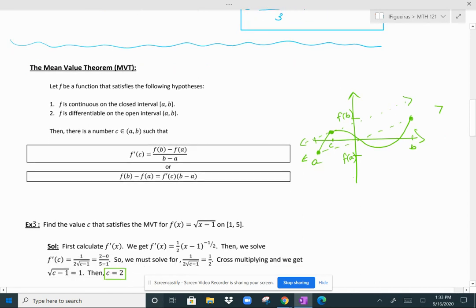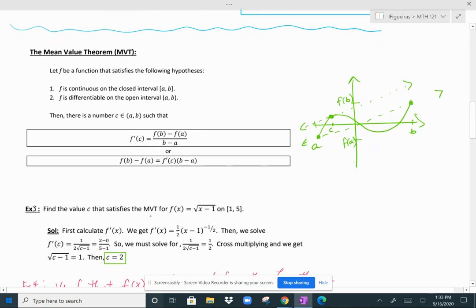So here we're going to find the value c that satisfies the mean value theorem for f of x equal to the square root of x minus 1 on the interval from 1 to 5. All right, so let's make sure that the conditions are satisfied. So it is continuous from 1 to 5. So the square root function, this is basically a horizontal shift 1 unit to the right of root x.